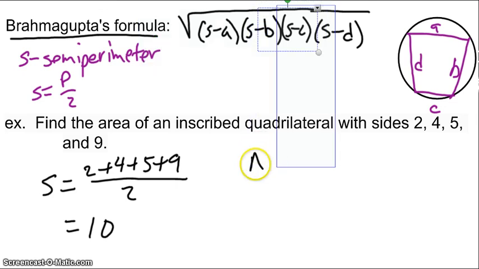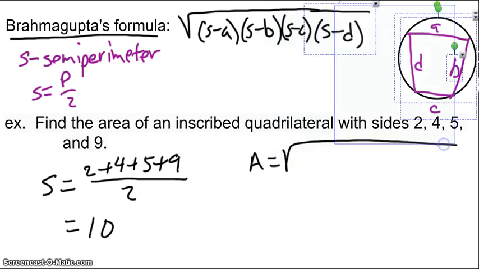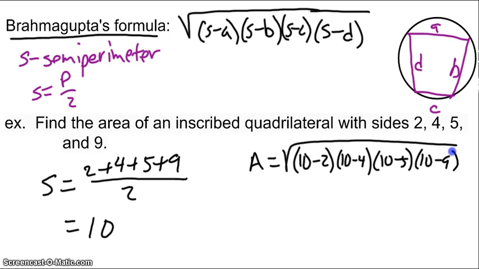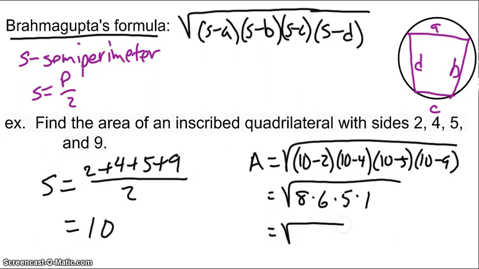Okay. Once we find that, then we can actually find the area by taking that semi-perimeter, subtracting each of the sides, and then multiplying those all together. So we get the square root of 8 times 6 times 5 times 1. That would equal the square root of 240. And of course we want to reduce that. That would reduce to 4 square root of 15. It doesn't give us a unit of measurement, so we'll label that units squared.